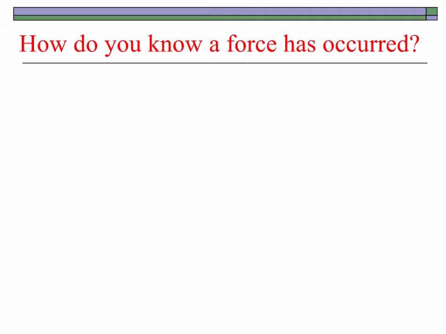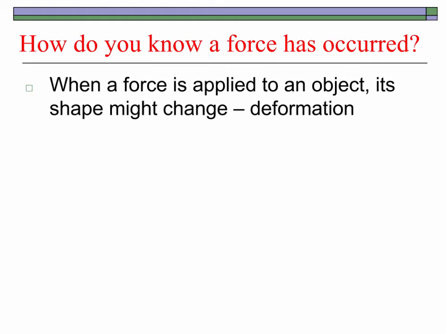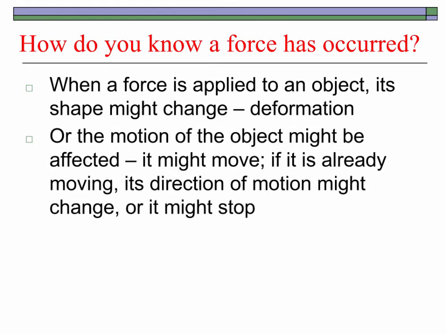This is part 1. So how do you know a force has occurred? Well, one, when a force is applied to an object, its shape might change. We call that deformation. Or the motion of the object might be affected. It might move. If it's already moving, its direction of motion might change, or it might stop.